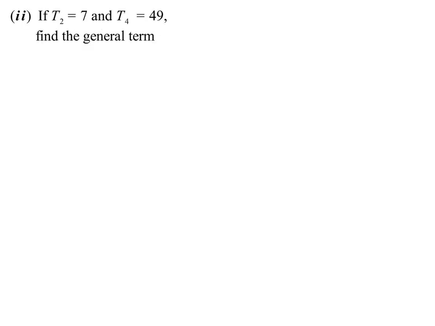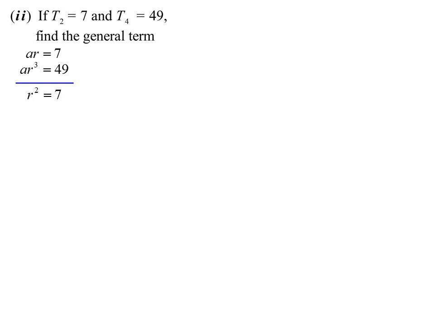Our second term is 7, our fourth term is 49. What is the general term? Got to work out what the first term is, got to work out what the common ratio is. The second term is 7, so AR is equal to 7, and AR cubed is 49. They are simultaneous equations, but instead of subtracting or adding, what I'm going to do here is divide. If I was to divide, then the A will eliminate. So R squared, I'm dividing the bottom one by the top one here. R squared would be 49 divided by 7.